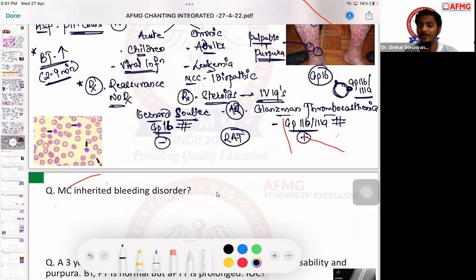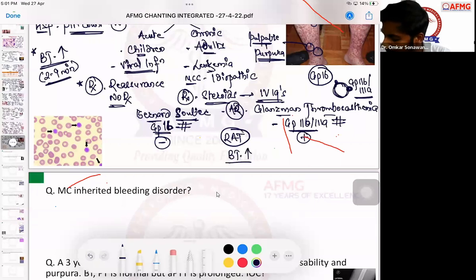Ristocetin aggregation test would be negative in Bernard-Soulier syndrome, whereas positive in cases of Glanzmann thrombasthenia. No issues with this. Sorry, guys. In both these conditions, both of them are platelet defects, so the bleeding time in both the conditions would be prolonged.